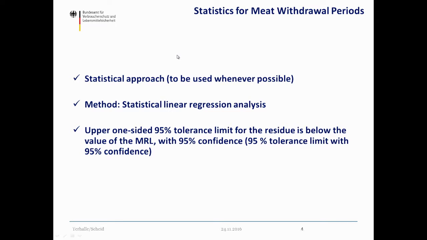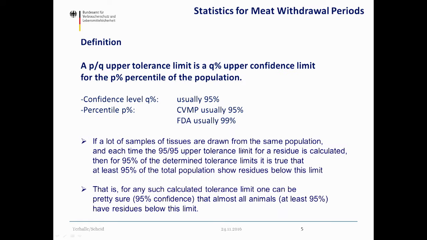So the statistics for meat: when you have residue data, use a statistical approach whenever this is possible. This is the preferred approach, and nowadays, at least for new compounds, always a statistical approach is used. And the method for meat is based on linear regression analysis. We would go for the upper one-sided 95% tolerance limit for the residue, and this should be below the MRL with 95% confidence.